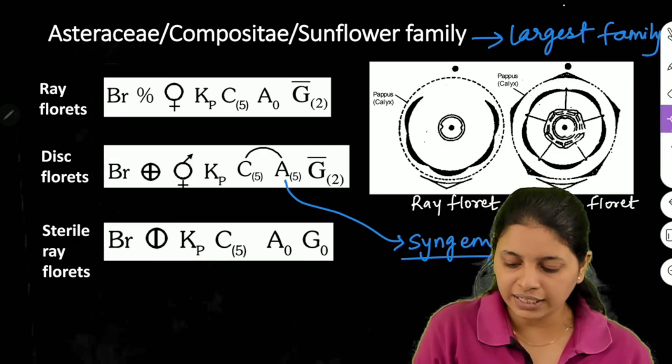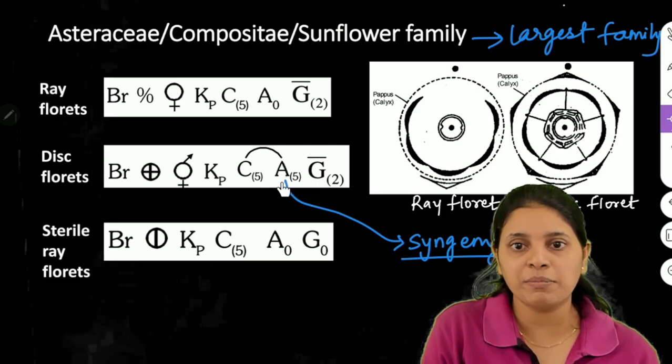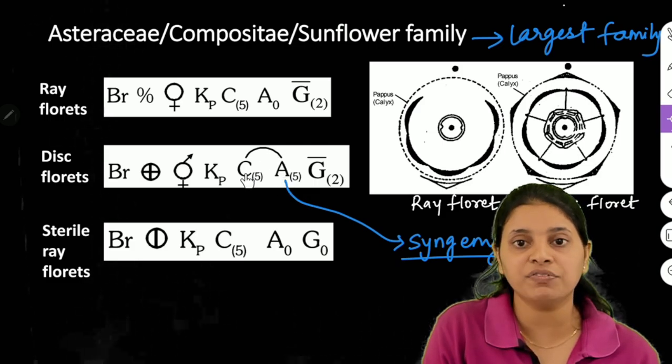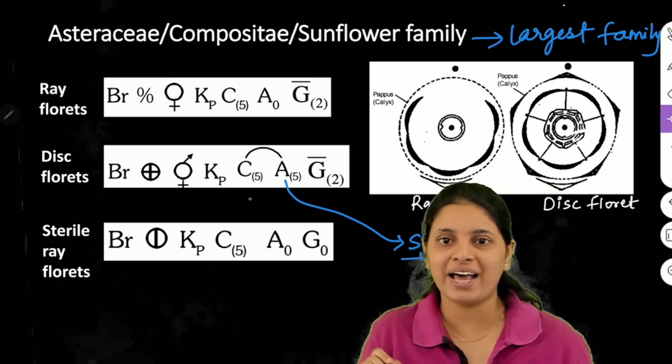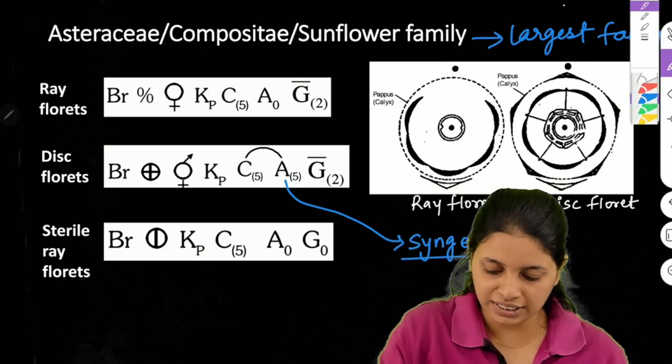Okay. Next, what can you see here? The stamens of the androecium are united with the petals in the corolla. That means this is the epipetalous condition, right? What is this?